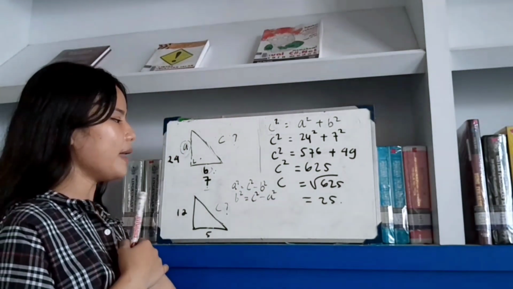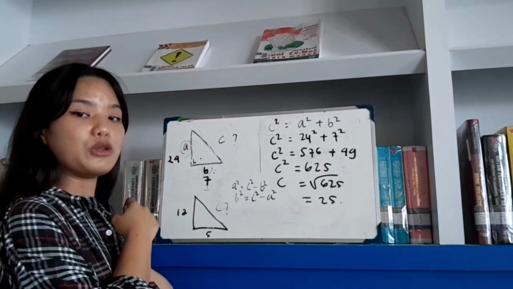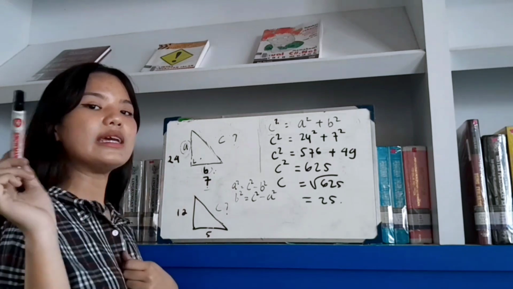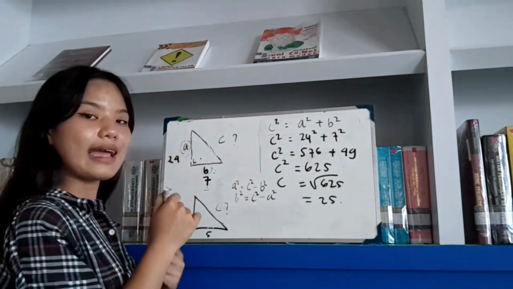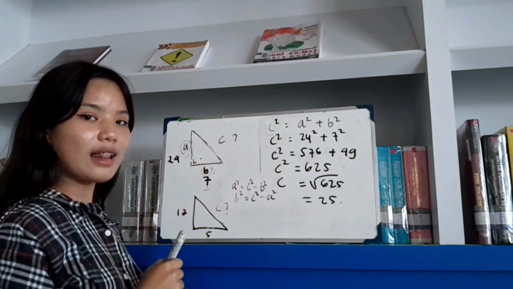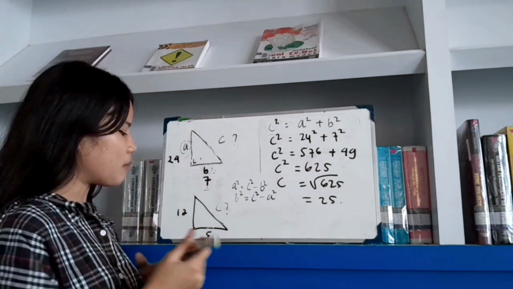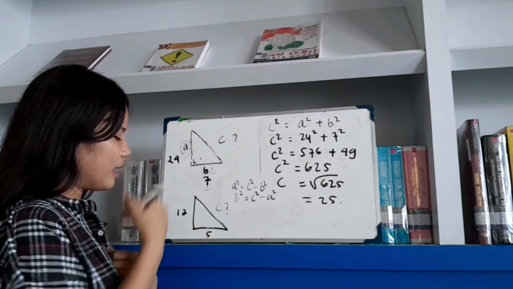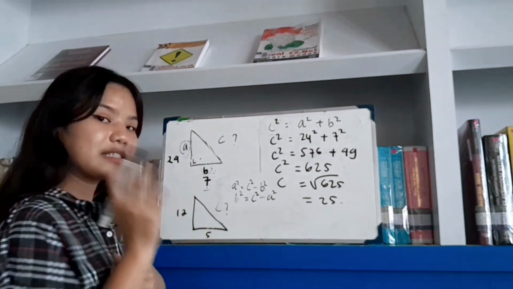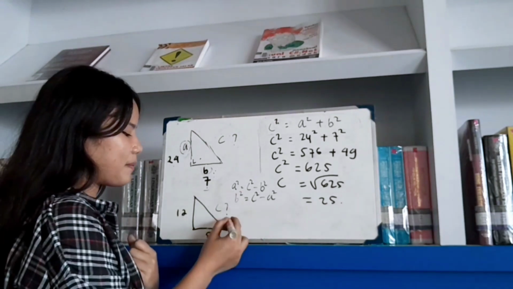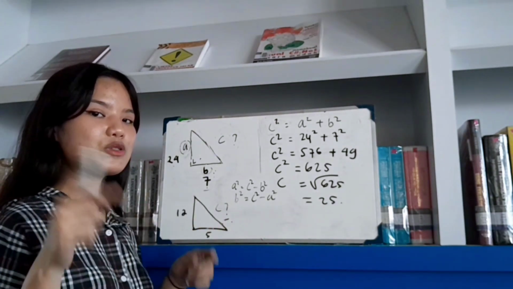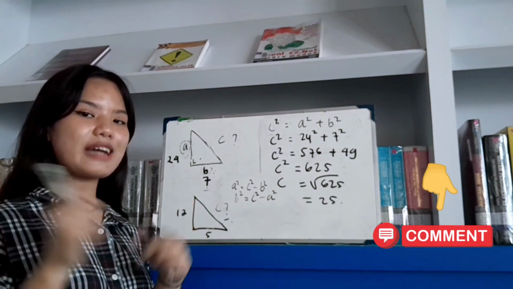Anyway, the rule is that one side is always reduced by the other side. If you understand this material, I want to challenge you with this question. If A is 12 centimeters and B is 5 centimeters, how about C? If you know, you can answer in the comment column.